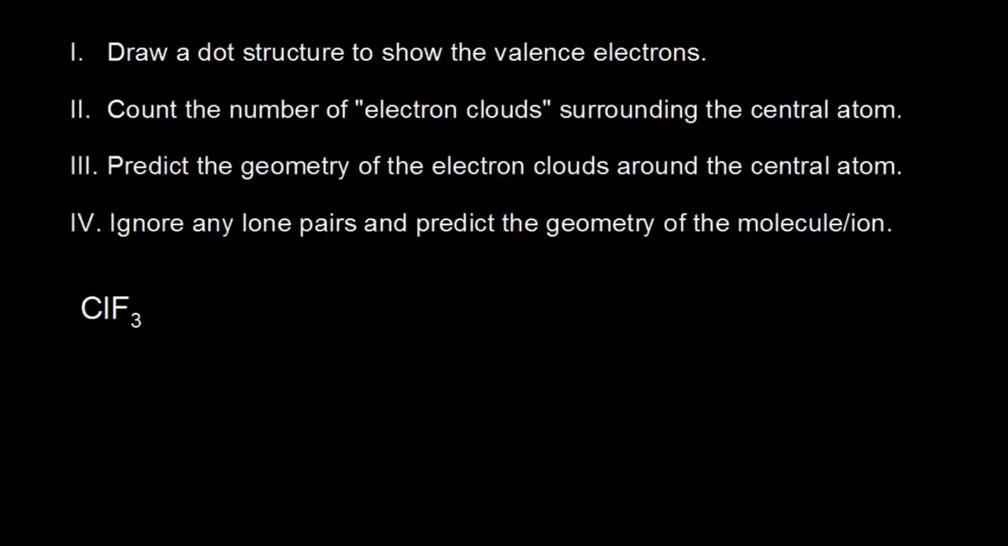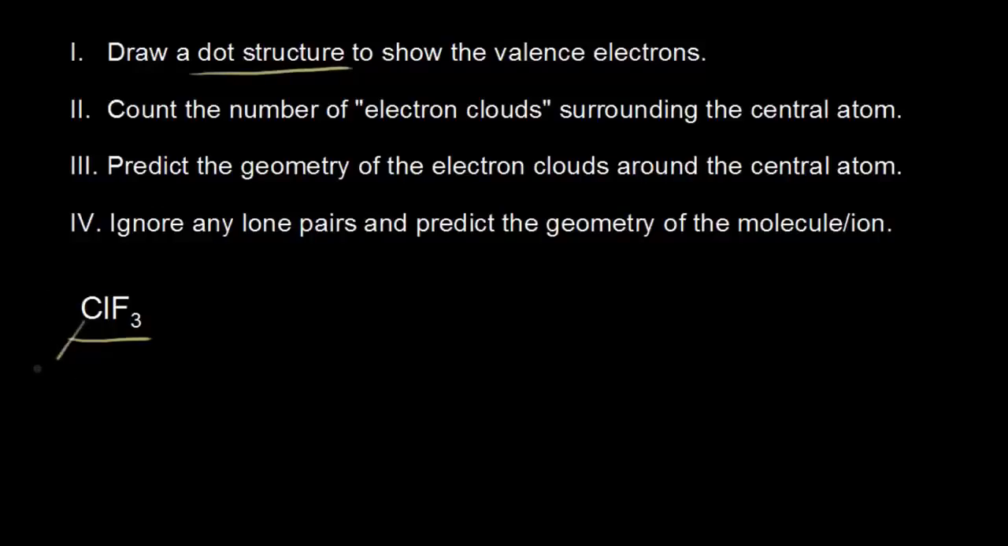In the previous video, we used VSEPR theory for 5 electron clouds. In this video, we're just going to do a few more examples of 5 electron clouds. So let's say we wanted to find the shape of chlorine trifluoride. We start by drawing a dot structure, right, which means we have to figure out the valence electrons.